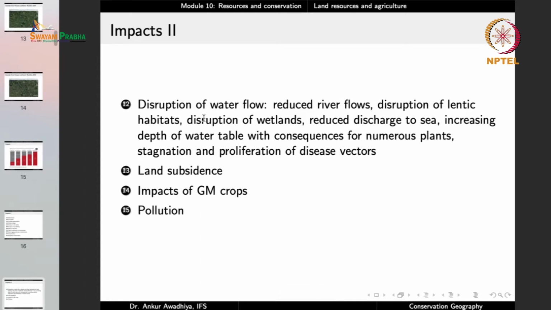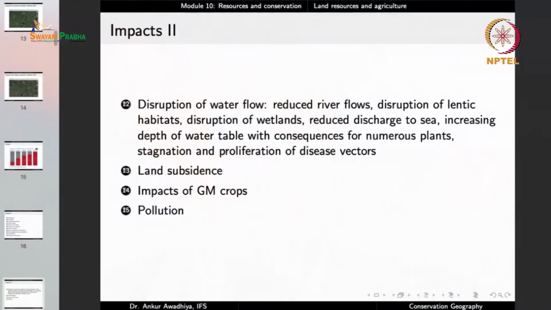There is disruption of water flow. There is subsidence of land, because when we are increasing the load on the land because we are adding lots of water, in that case the land becomes heavy and it begins to subside. It begins to go down.